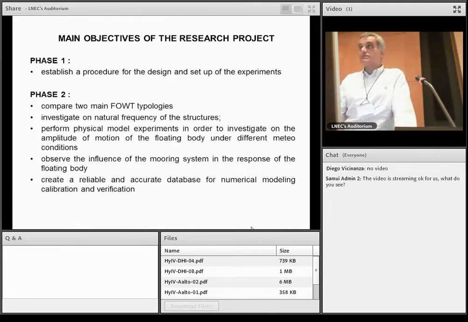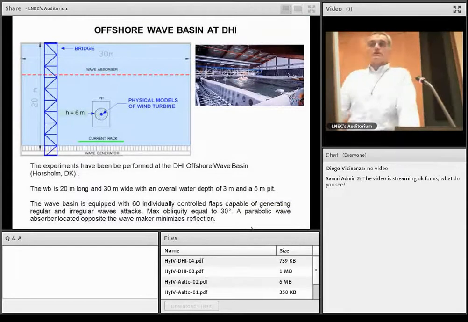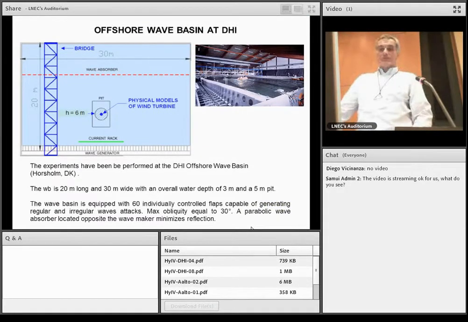The wave basin is equipped with 60 individual control flaps capable of generating regular and irregular waves. Of course, reflection is absorbed and other things that are well known. The TLP case. We made reference to a prototype which is called the MIT-NREL type. It's a platform moored by four pairs of vertical lines in tension.